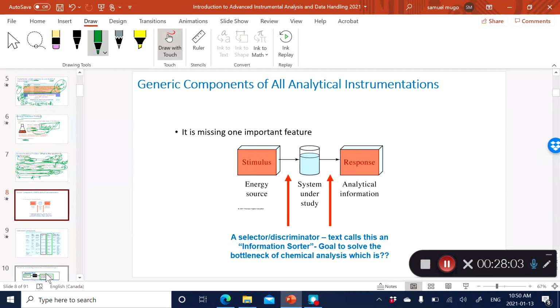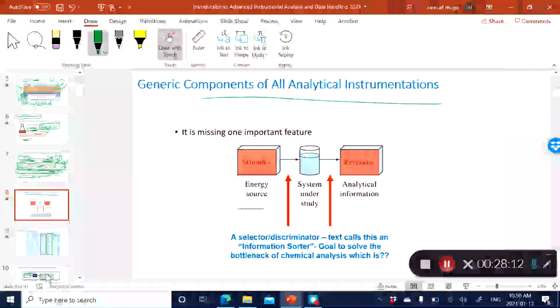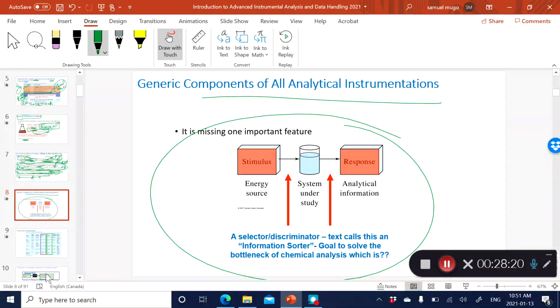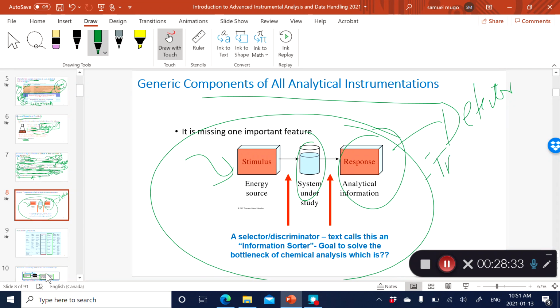So, maybe just recap again the generic components of all analytical instrumentation. If I ask you to capture the generic basis for all analytical methods out there, they look like that. They've got a probe, an energy stimulus, the sample that is being studied, and then the response, or the detector, or transducer in this case, okay? And I'm going to talk a lot about the transducer.